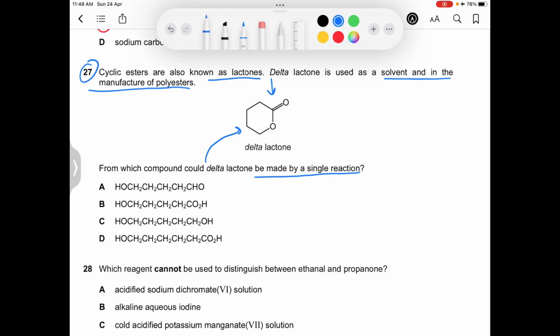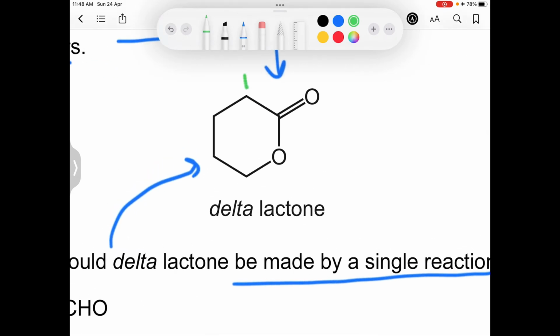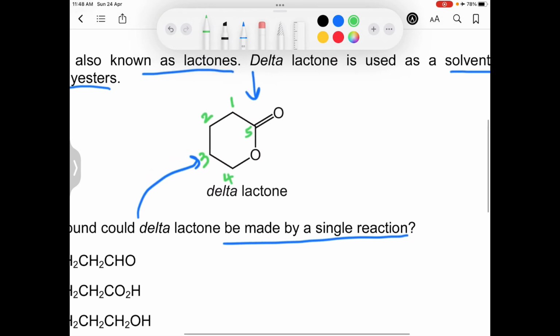So the first step here is counting the number of carbons that you have in this compound. You have 1, 2, 3, 4, and you have 5. So you have 5 carbons. So this is the first step. And you just notice that the cyclization process takes place after the oxygen in here. So probably you will have a compound that looks like a carboxylic acid. So we can say you have C double bond O, OH, all right?